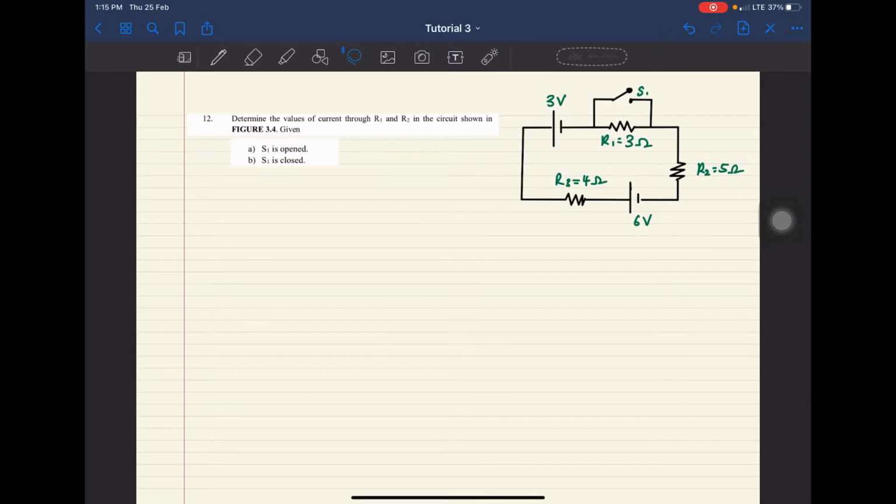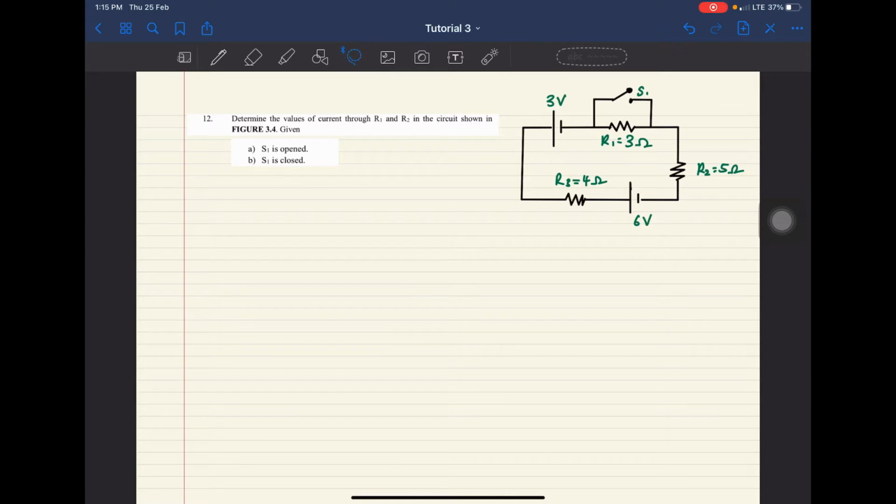In this video, we'll be discussing how to use Kirchhoff's law. So, we will discuss question number 12 and question number 13. For question number 12, determine the values of current through R1 and R2 in the circuit shown in figure 3.4, given that S1 is open and when S1 is closed.